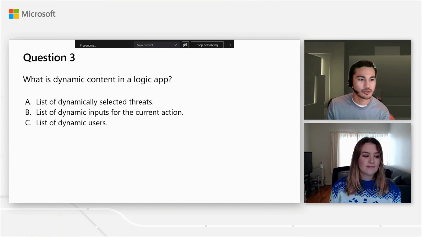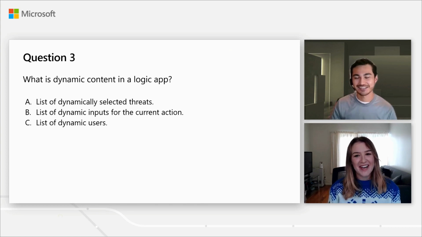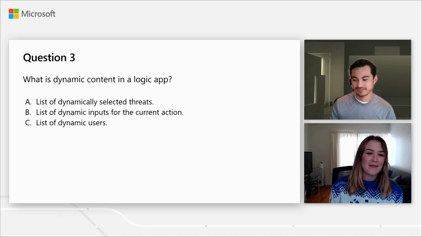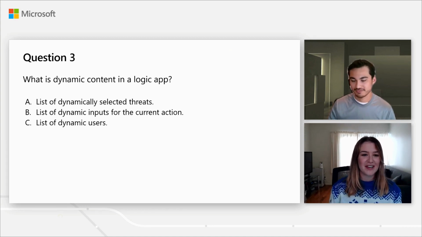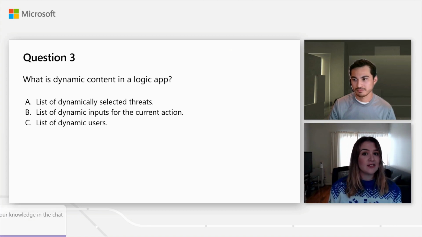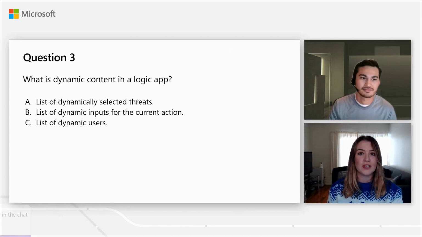Let me share my screen. And here we go. Question number 3. What is dynamic content in a logic app? Well, hopefully everyone, this is a test of whether you were paying attention to the last few minutes. Let's go through the possible answers here. Dynamic content in a logic app could be a list of dynamically selected threats, a list of dynamic inputs for users, a list of dynamic inputs for the current action, or a list of dynamic users.